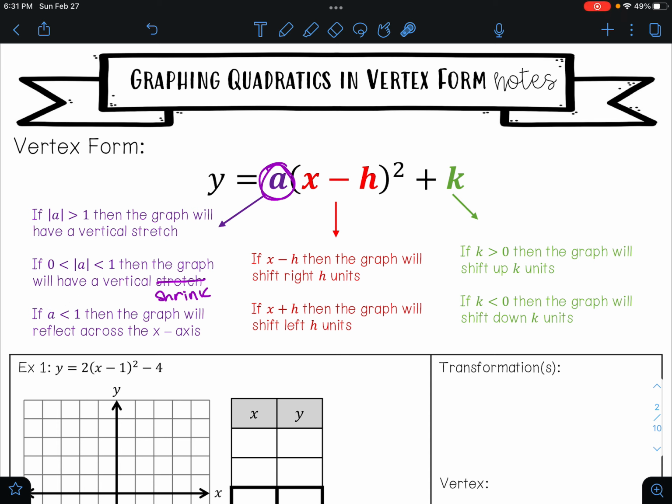If you have x minus h, then you'll shift to the right h units. And if you have x plus h, then you'll shift to the left h units. If you have a positive k value, then your graph will shift up k units. And if you have a negative k value, then your graph will shift down k units.